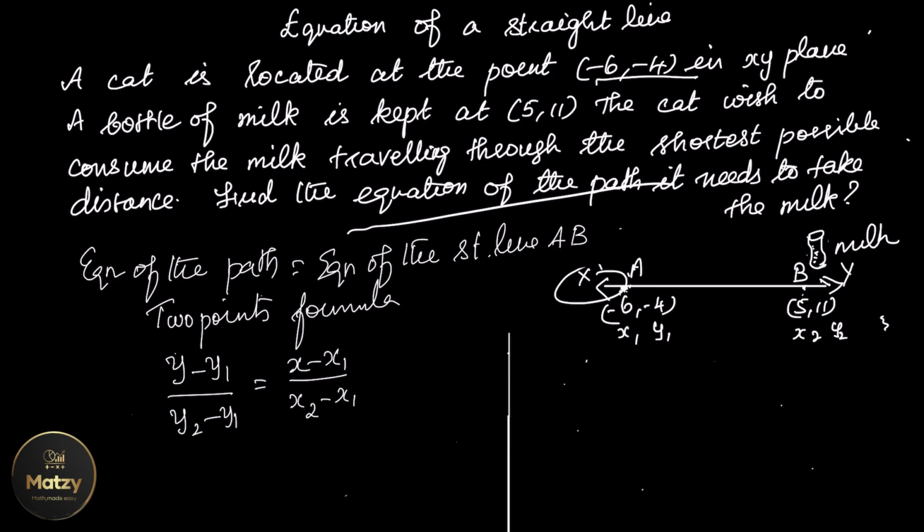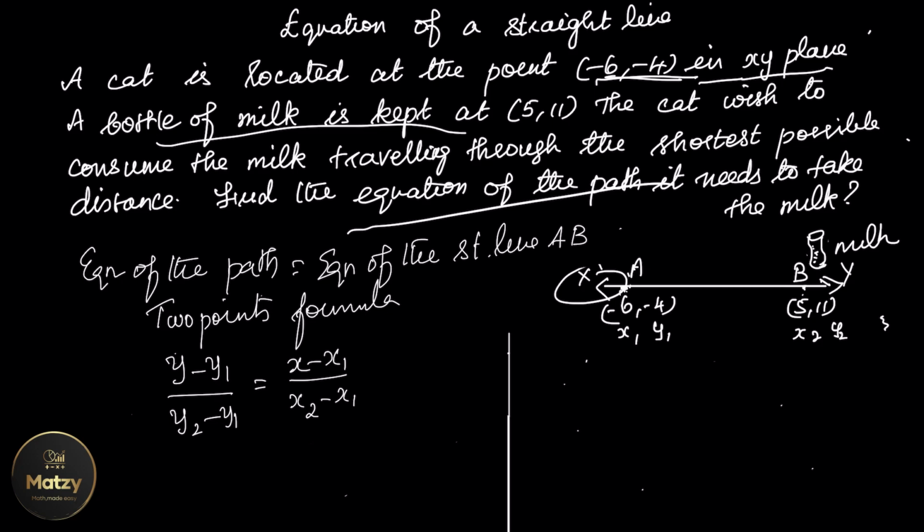A cat is located at a point (-6, -4) in the xy plane. The bottle of milk is kept at (5, 11). The cat wished to consume the milk traveling through the shortest possible distance. Find the equation of the path.